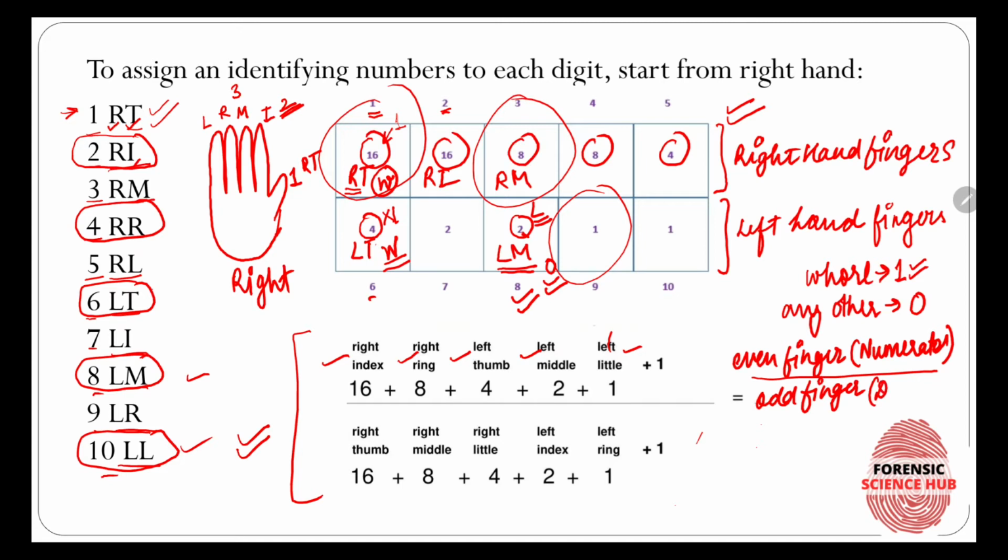And after that, what we need to do is add a +1 to the entire score. All right, then what we get at the end is what we are looking for, that is the primary classification value for that particular person.